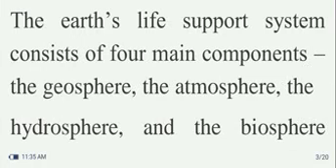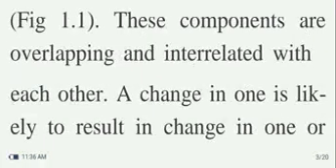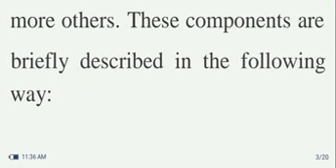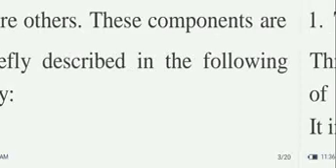The Earth's life support system consists of four main components: the geosphere, the atmosphere, the hydrosphere, and the biosphere. These components are overlapping and interrelated with each other. A change in one is likely to result in change in one or more others. These components are briefly described.